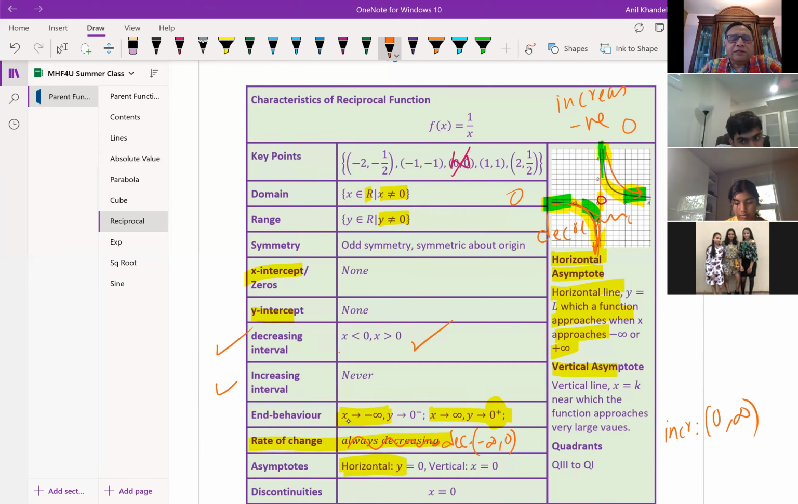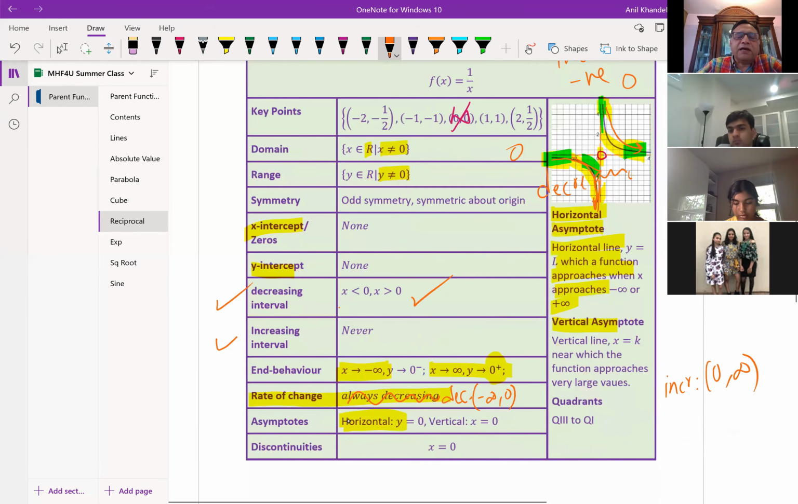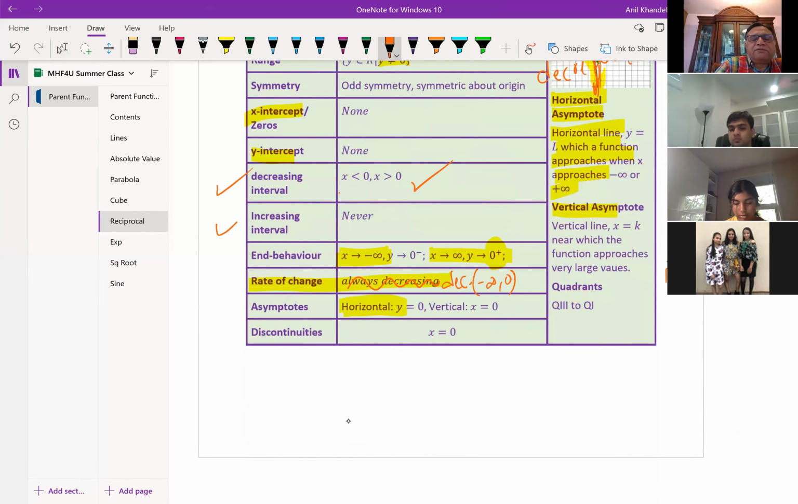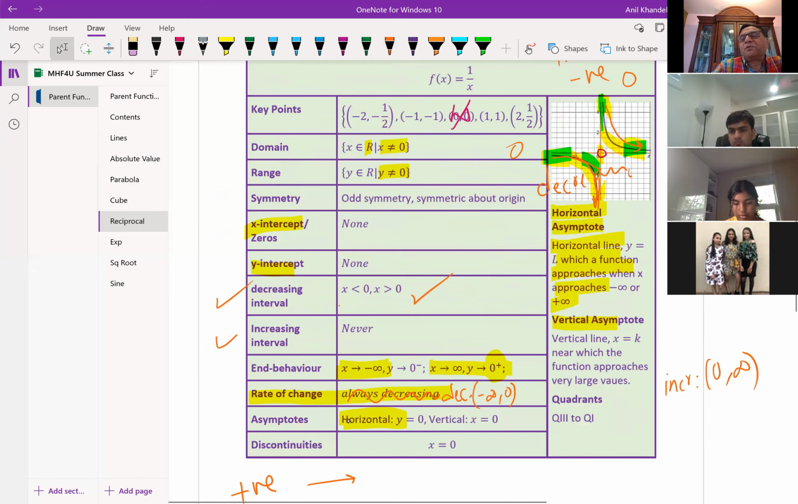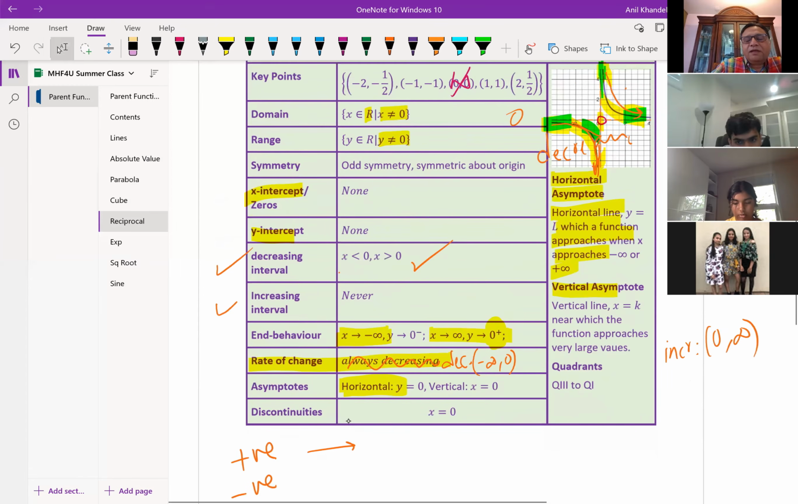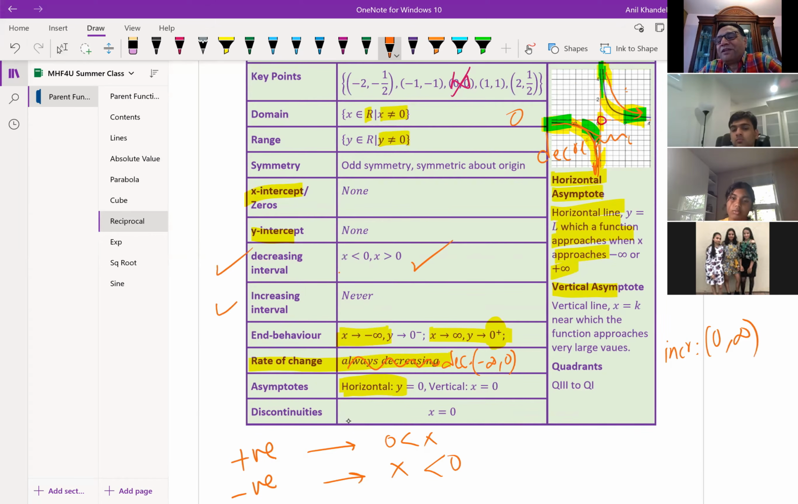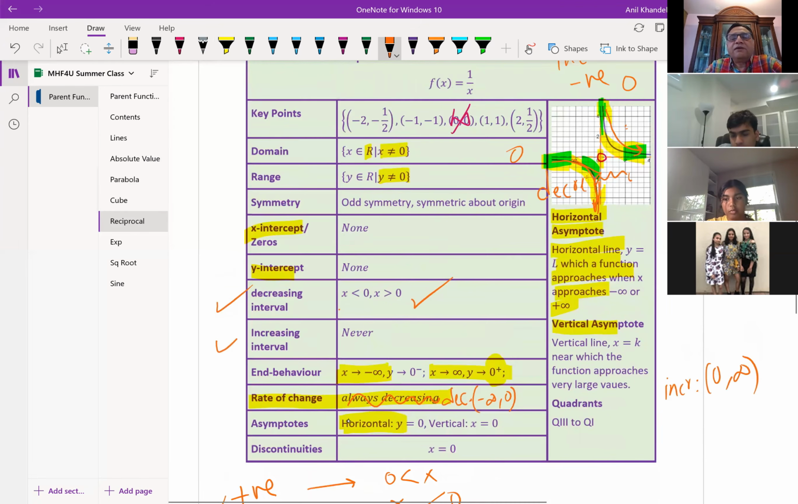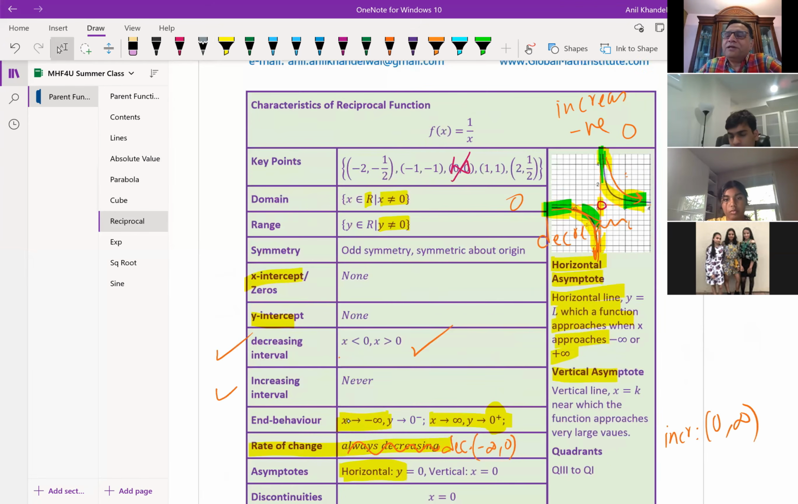There's another term which I have not added in this table, which I think we should add: when is the function positive and when is the function negative. So in quadrant 1, it is positive, right? So it is positive in this case when x is between 0 and infinity, greater than 0, right? And it's negative when x is less than 0. Is that clear to you? It is negative here and positive there, correct? So you can add this to your characteristic list. When is the function positive and when is the function negative? Okay.